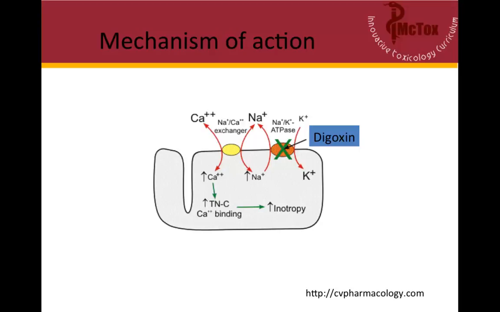Because the sodium-potassium ATPase pump is blocked, this also leads to decreased transport of potassium into the cells, resulting in hyperkalemia with acute overdose. Cardiac glycosides also have a vagal effect on the heart, which inhibits the SA and AV nodes, causing bradycardia and heart blocks.